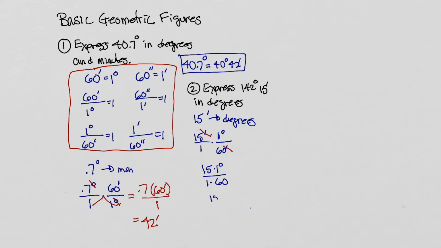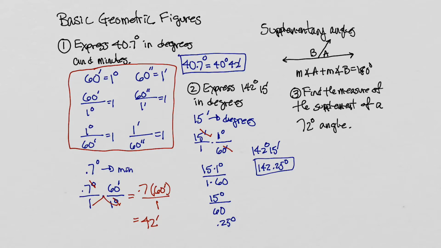So we end up with, now 15 times 1 is just 15 degrees over 60. And making that division, we get 0.25, and we still have degrees. So now we are going to conclude that 142 degrees 15 minutes is the same as 142.25 degrees. So let's use this in problem number 3.